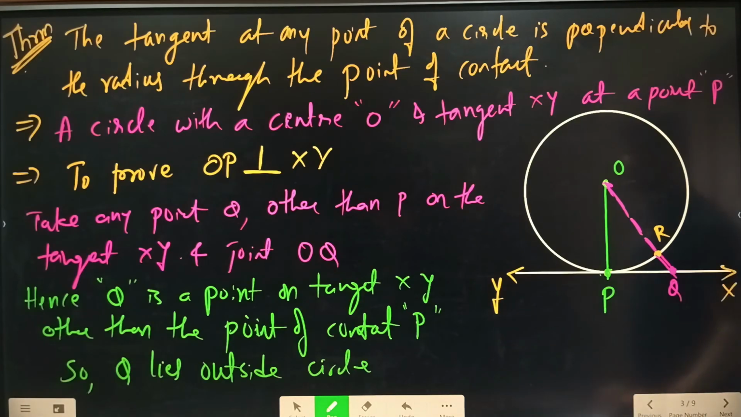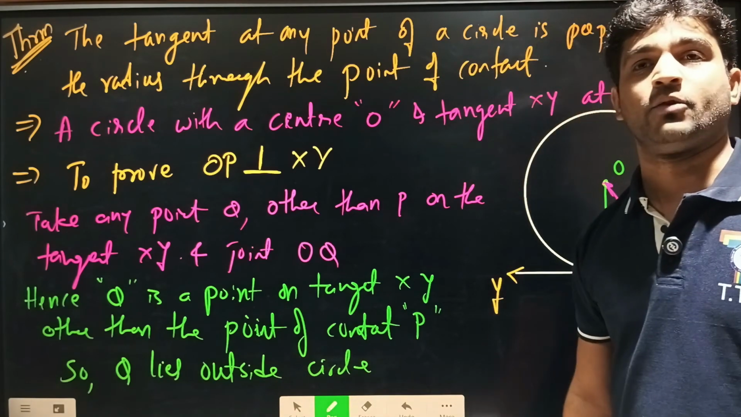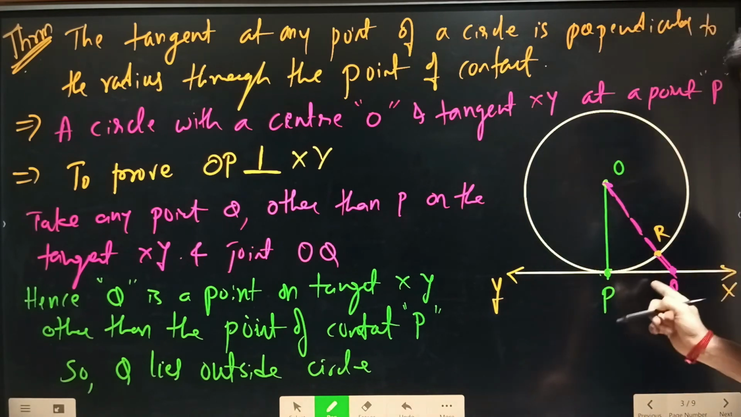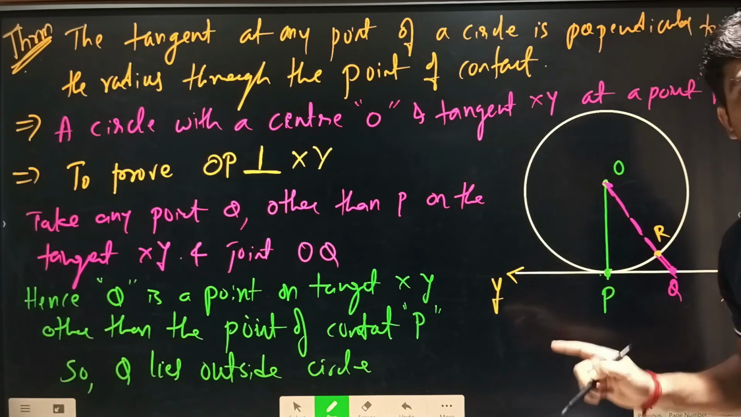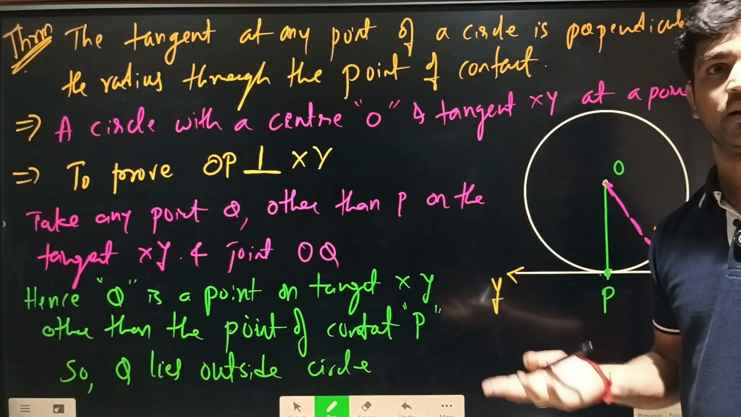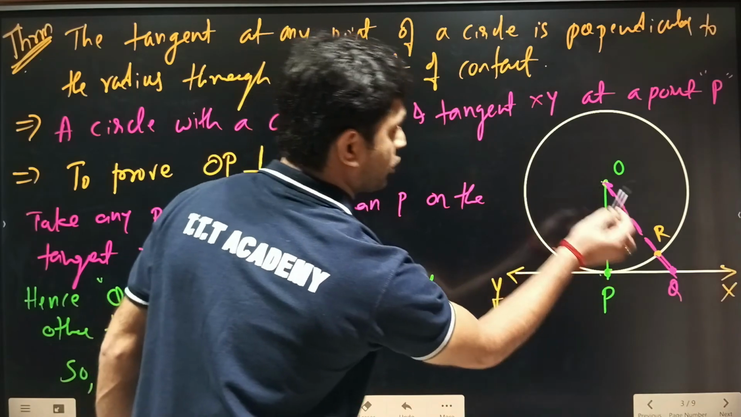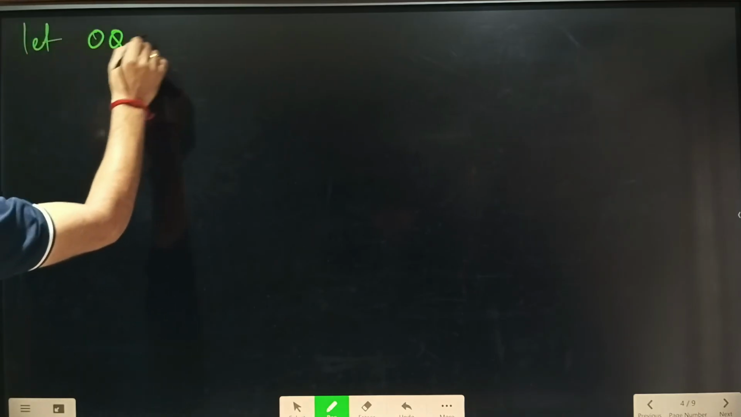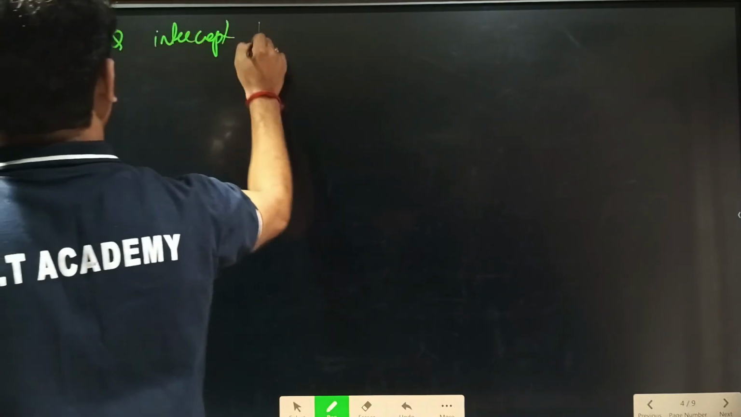Now what you have to say after this, dear students: in this case, Q lies outside the circle, and what is the meaning of this? There is only one point of contact. Since Q is a different point, Q is outside the circle, which means there is only one point of contact. Now let OQ, if you consider O to Q, let OQ intersect the circle.